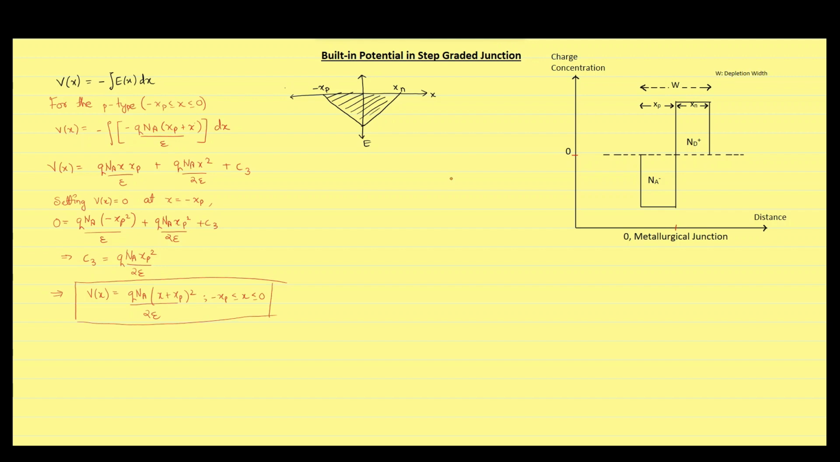You have to remember that in the final equation, the Vx does not represent the absolute potential. It represents the potential difference between any point x and considering potential at the boundary of the p-type depletion region to be 0. By similar manner, we can find the potential difference for the n-type region.